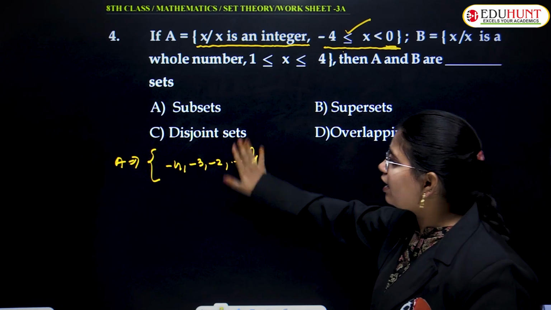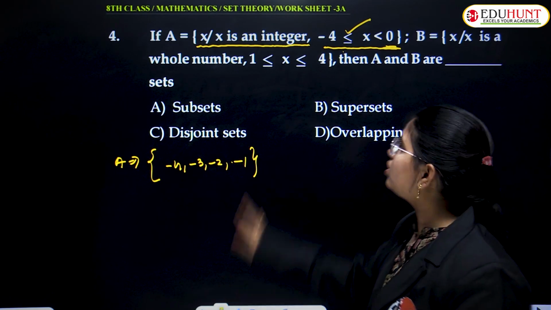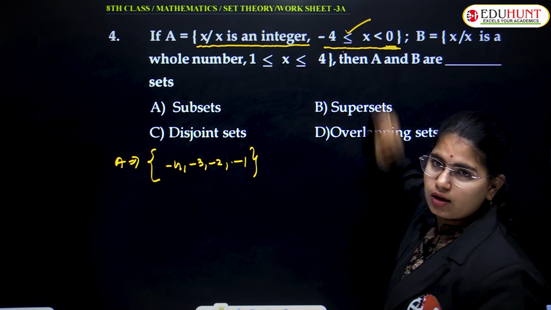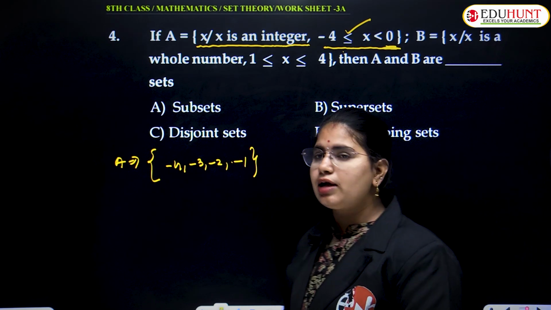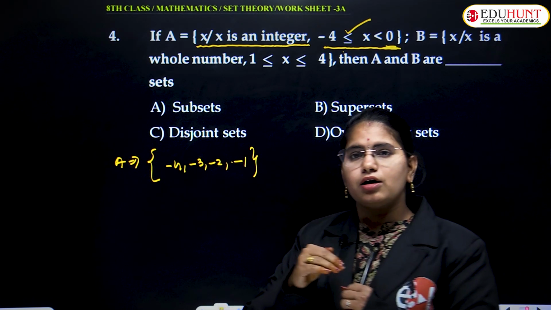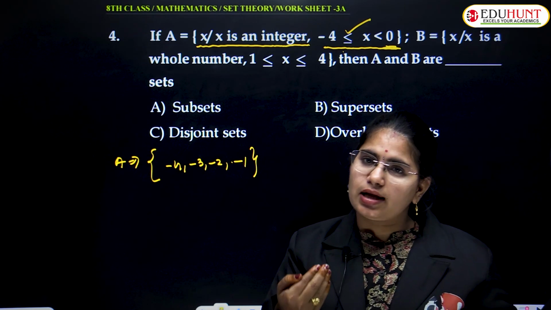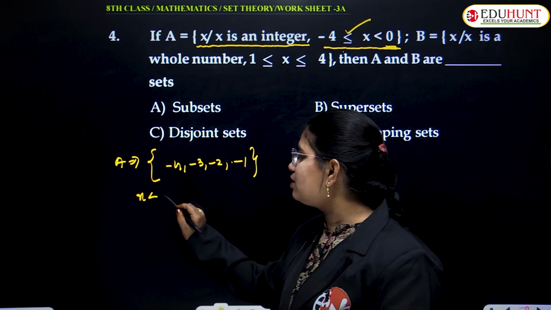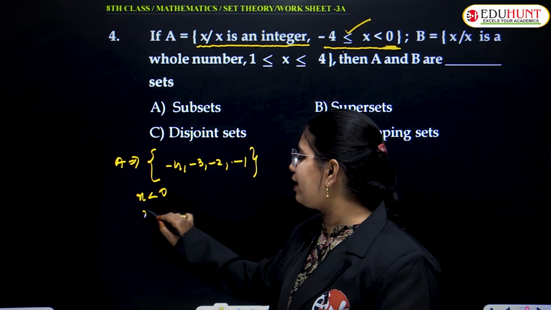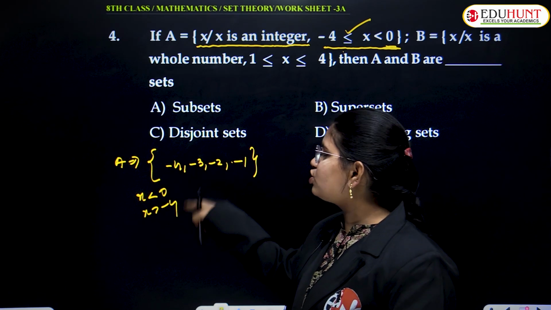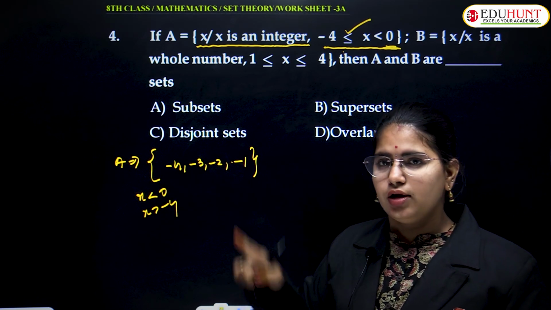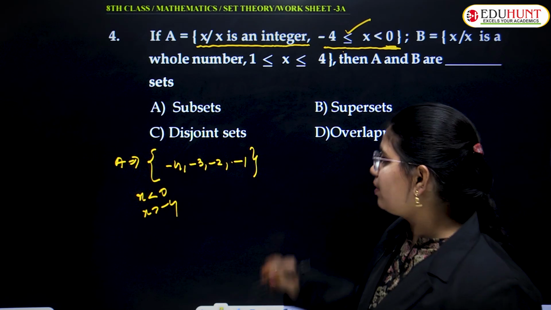But here I am not including 0, because the equal to symbol was not mentioned. So what elements do I have to take? I should take greater than minus 4 and less than 0. X is less than 0 and X is greater than minus 4. So that is the reason I am including minus 4, minus 3, minus 2, minus 1. 0 was not included over there.